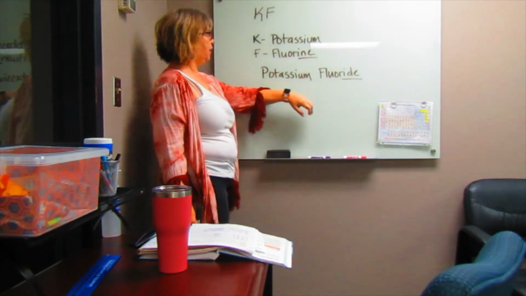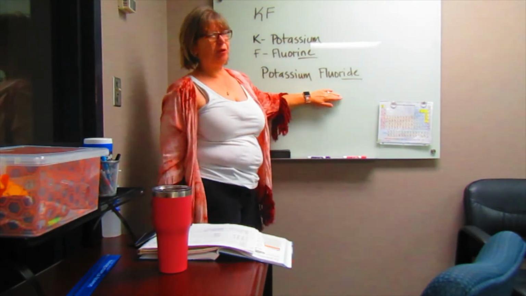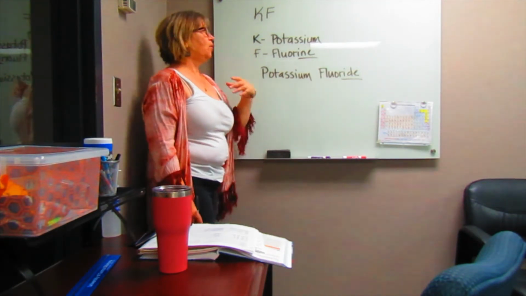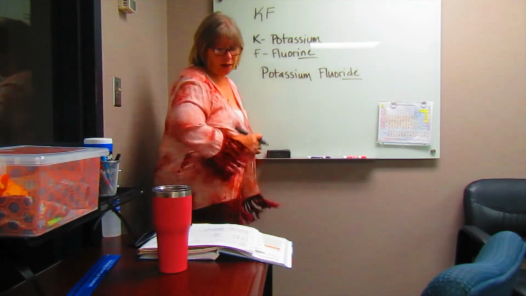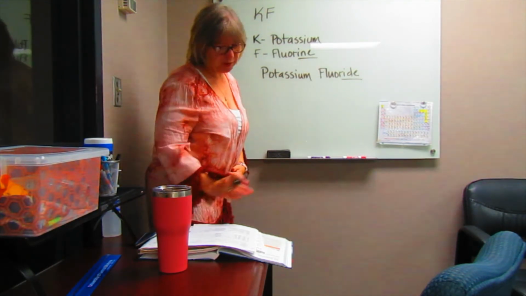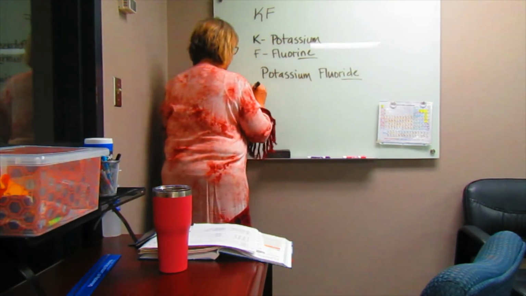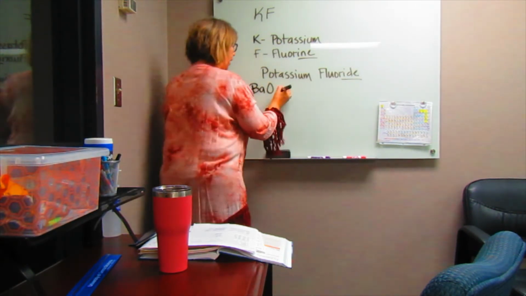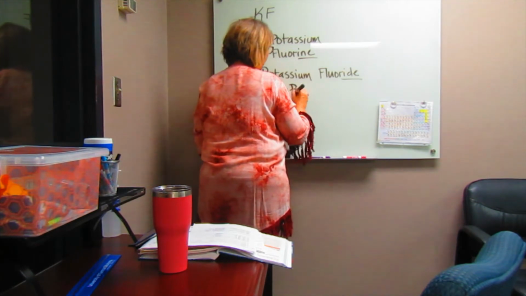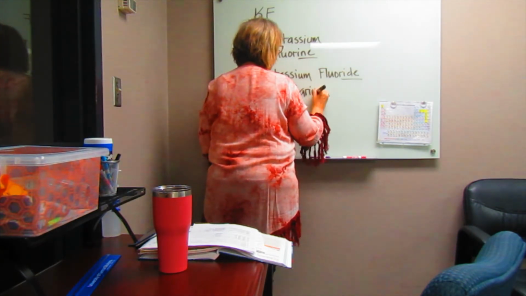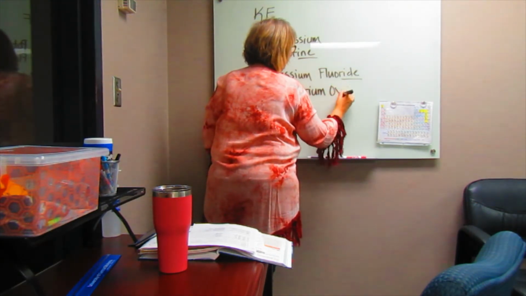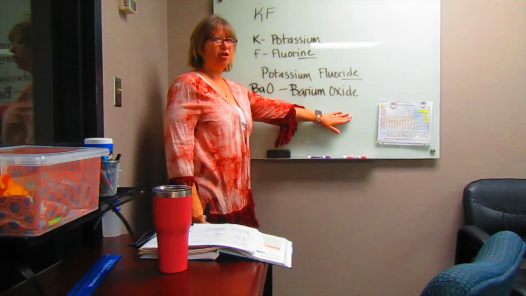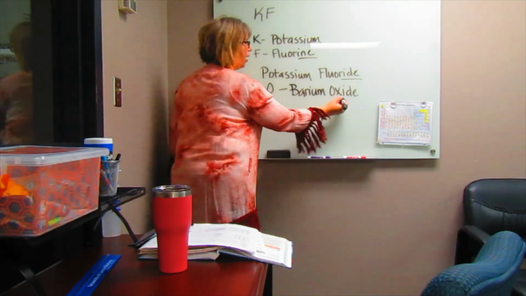Okay, and this rule applies to ionic compounds. Molecular compounds are the same with a few exceptions. So let's take a look at a couple other ones. We've got barium and oxygen, and when they combine they form barium oxide. If you put barium oxygen, you'll get it wrong. It's barium oxide.